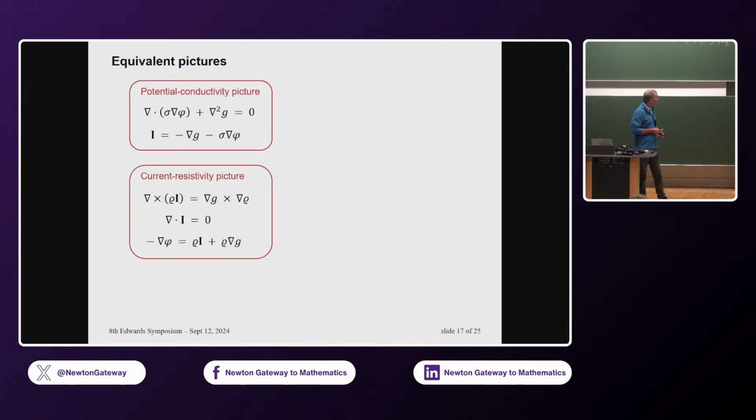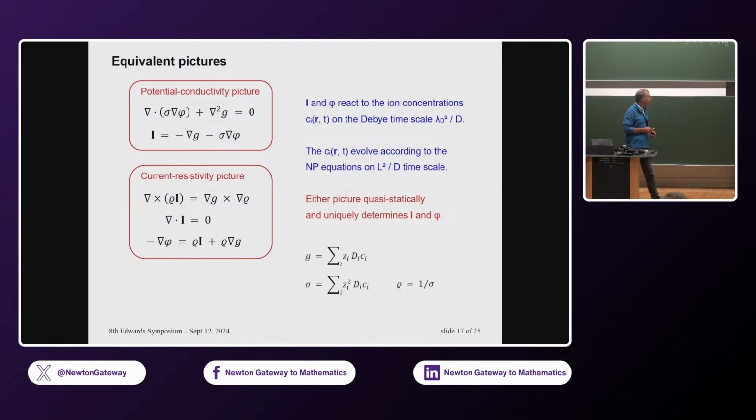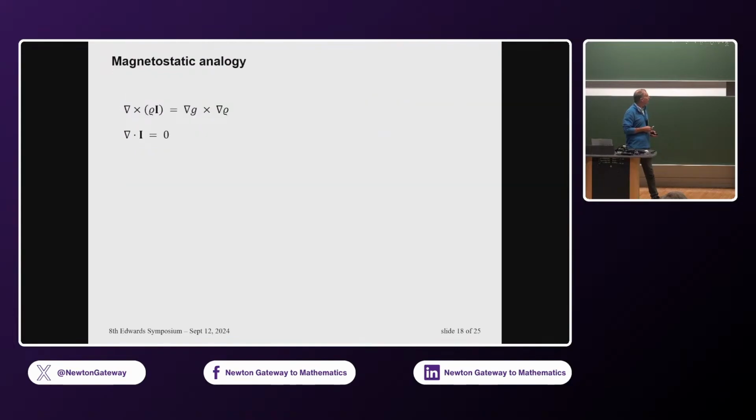So now we've got essentially two equivalent pictures. One is what you do find in textbooks, where you work in terms of the potential, and there was this new view where you work in terms of the currents, so these current equations. So these are essentially quasi-static equations. They track the evolving ion concentration fields on the diffusion timescale, but these are essentially quasi-static. They reach steady state on the Debye timescale. And either set uniquely determines the ion current and the electrostatic potential. And that's just to remind you what these quantities are.